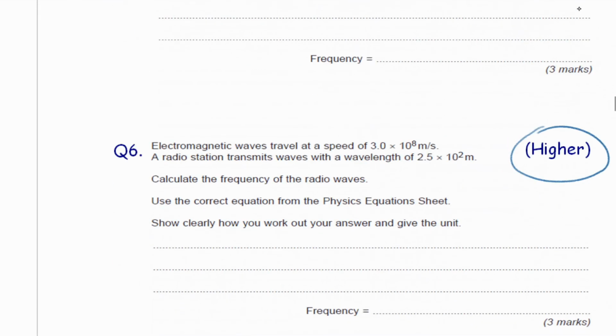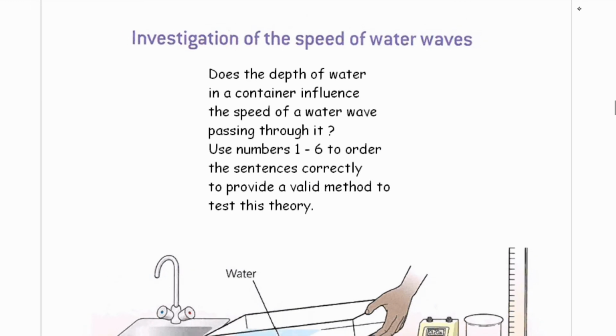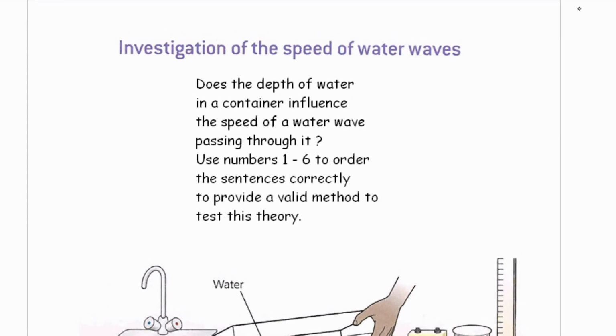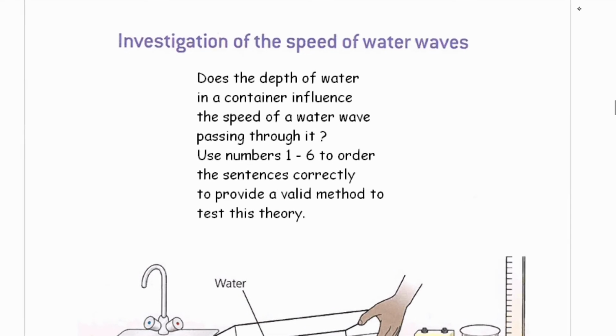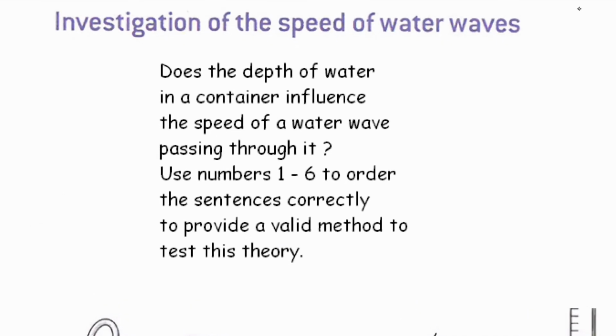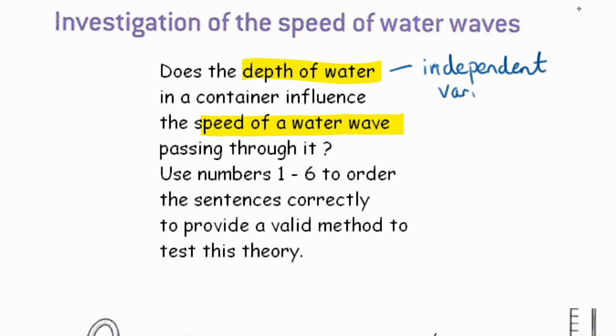So those questions are for you to do. Which brings us on to the practical, and this is the specified practical that you need to understand for this topic. And the investigation is this. Does the depth of water in a container influence the speed of a water wave? The depth of the water is the independent variable. Remember, the independent variable is the one thing that we change. The speed of the water wave is our dependent variable. That's the thing we measure. And we must keep everything else the same.